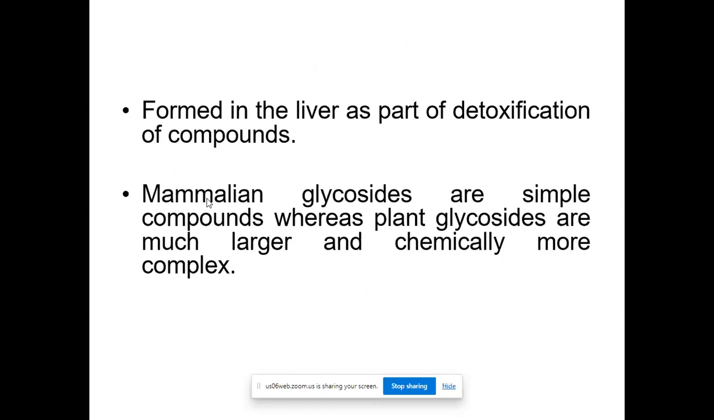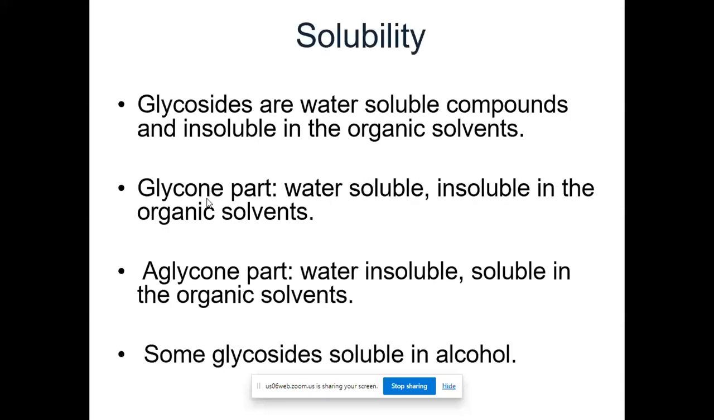They are formed in, sorry, they are formed in the liver as part of detoxification of compounds. Mammalian glycosides are also simple compounds, whereas plant glycosides are much more complex. But in this part, we'll be focusing more on the plant side. So glycosides are water soluble and insoluble in organic solvents. So we have the glycon and the aglycon part.